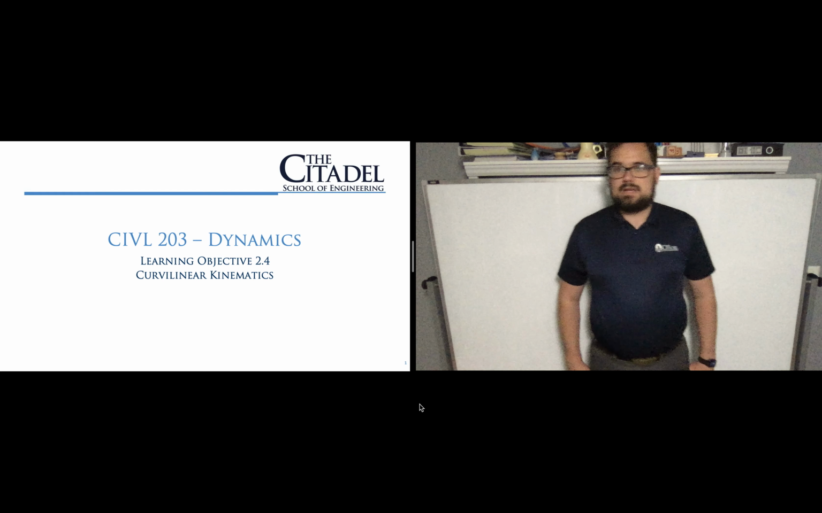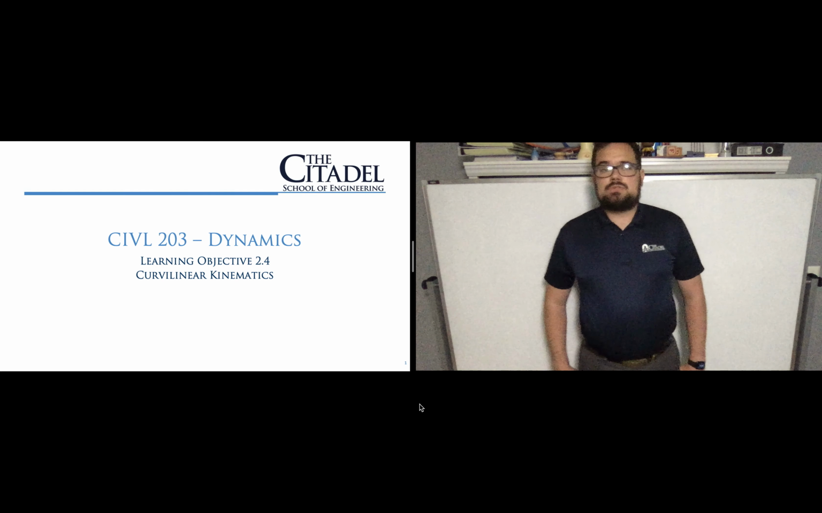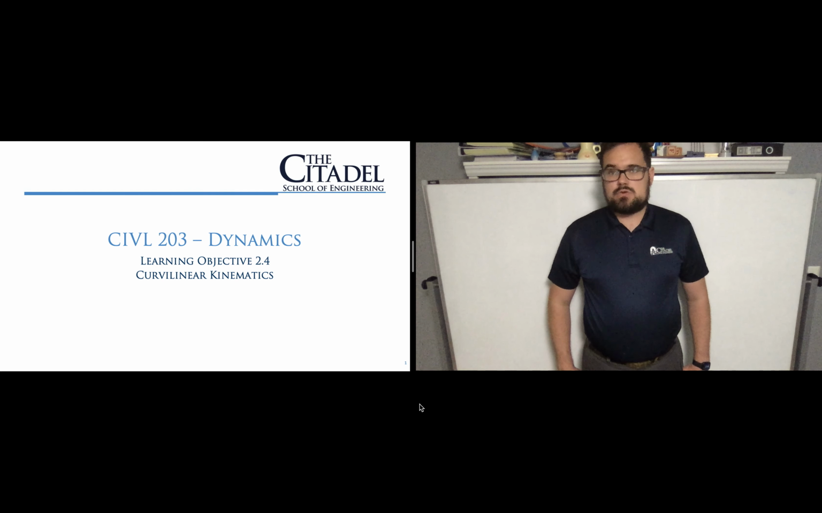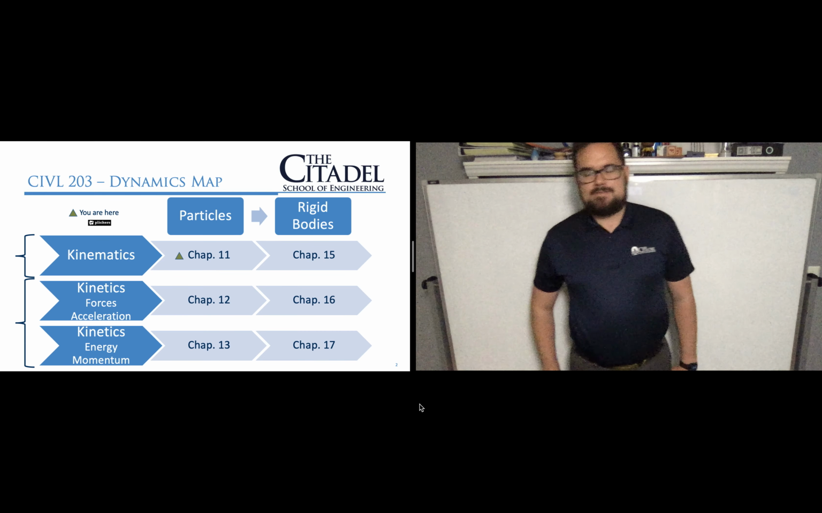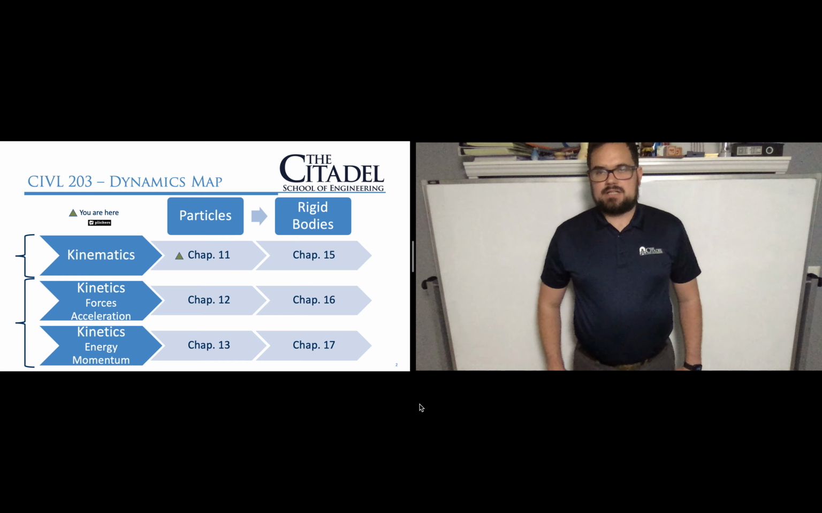This is CIVL203 Dynamics, Learning Objective 2.4. In this lecture, we're going to introduce curvilinear motion and set ourselves up for our next three videos looking at three different coordinate systems that we can analyze curvilinear motion in. This is Chapter 11.4 and 5 of your Beer and Johnson textbook.